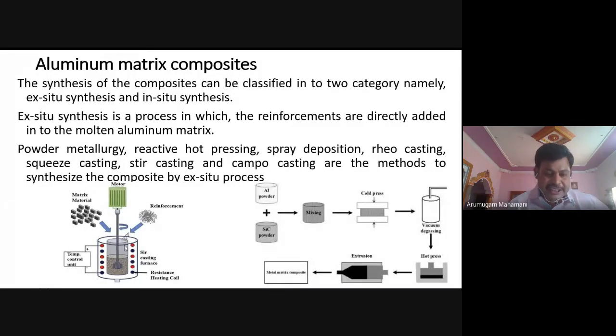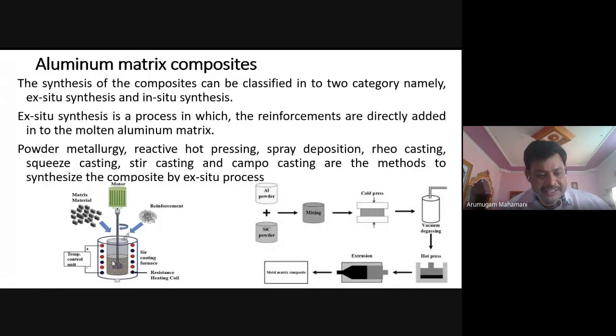So the stir casting setup will be available. There is a motor, and the motor shaft consists of a stirrer. There we are adding aluminum material and the reinforcement particles. For example, matrix material aluminum, scraps or pieces we are putting. Then the reinforcement they are putting, the molten aluminum melt, reinforcement particles are added, then stirring. The purpose of stirring is to get a uniform distribution, right?